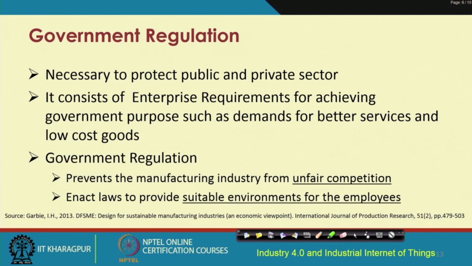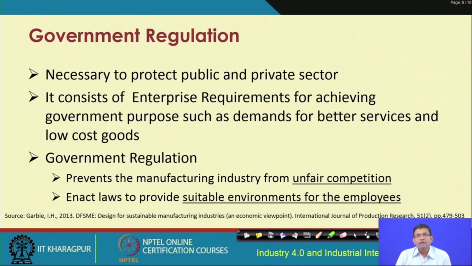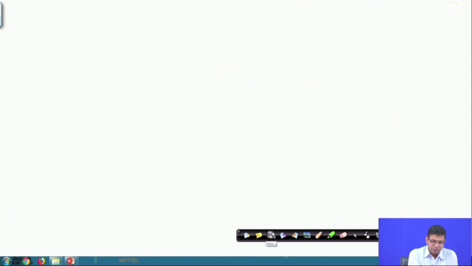So, government regulation will help in basically avoiding unfair competition and also to promote sustainable, environment-considered development for everyone, including the employees of the organization or the industry. So, government regulations are very important. So, let us look at some of these different aspects of this government regulation.